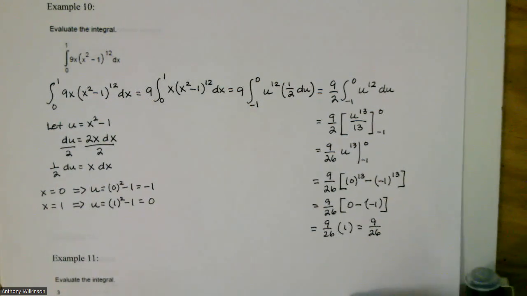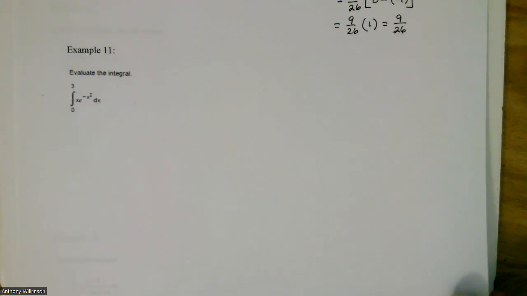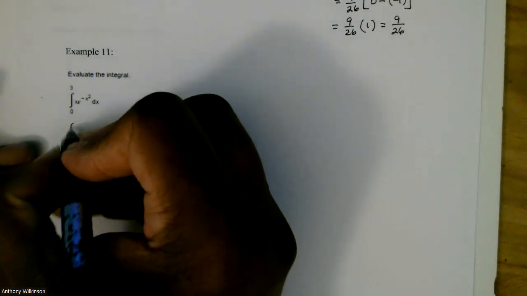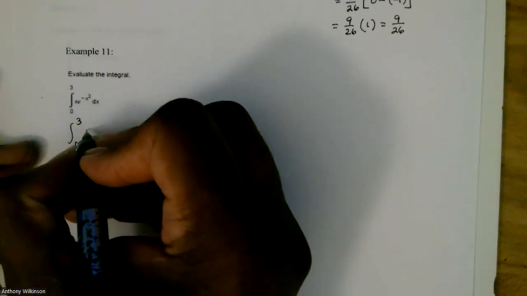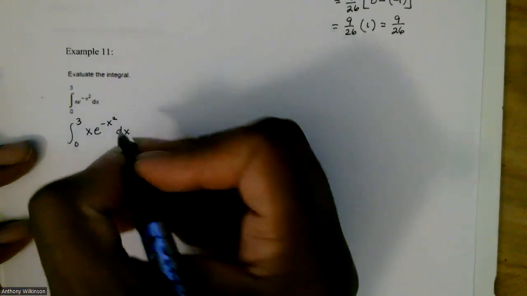All right, look at example 11. Now in this problem, I'm not going to change the limits of integration at first. The integral from 0 to 3 of x times e to the negative x squared dx. Okay, and I'll rewrite this: x times e to the negative x squared dx.